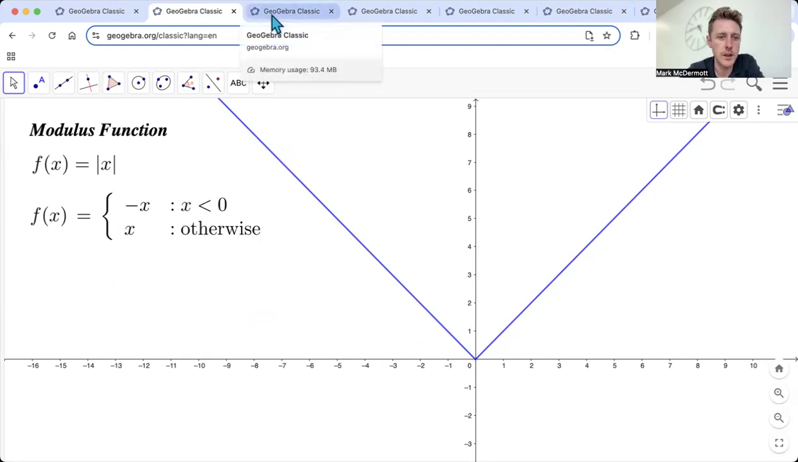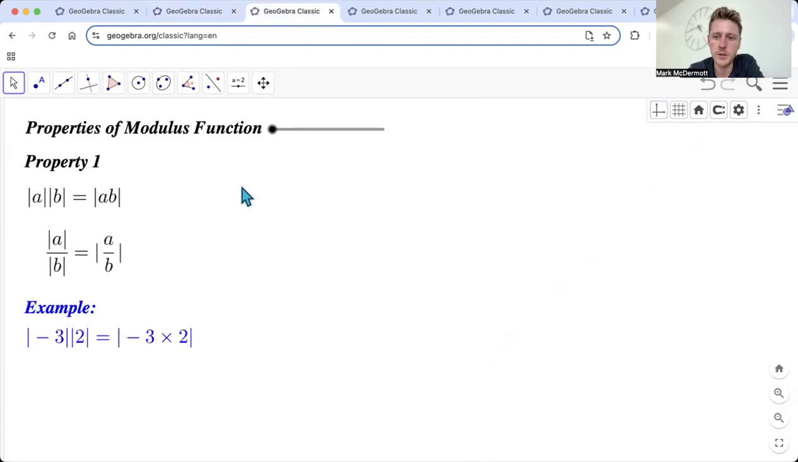So from there, we can talk about properties of that function. Sometimes it's also known as the absolute value. If we look at property 1, it's really two properties put together here, but it says the absolute value of A multiplied by the absolute value of B is equal to the absolute value of A times B. And that should make sense.